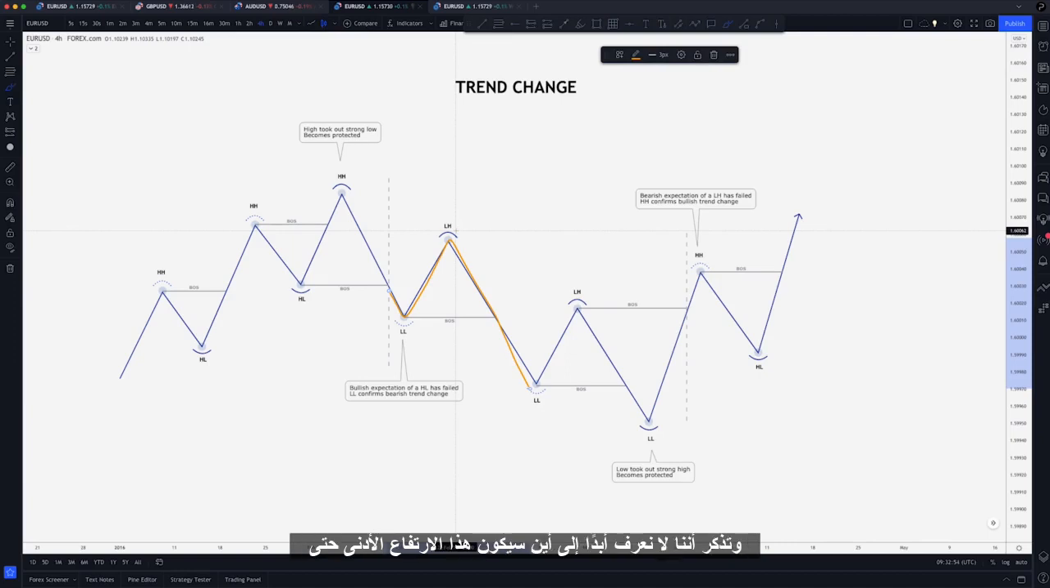And remember, we never know where that lower high is going to be until it takes out the low, okay? So for those people to have a confirmed trend change, they would need to see a double break of structure, because they would need to see the lower low, price pull back to form the lower high, and then obviously it needs to break structure to confirm where that lower high is.